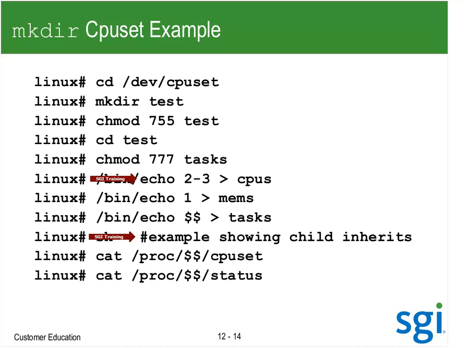So again, I basically did an sh to show that the child inherits from the parent. And then I did a cat of my cpuset and a cat of my status file. And here I was looking for the affinity. Any questions?